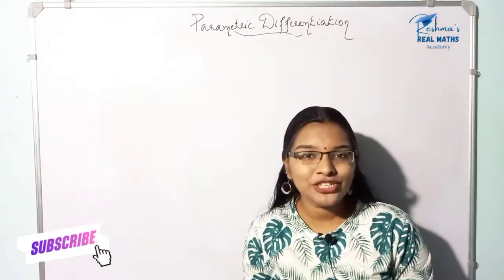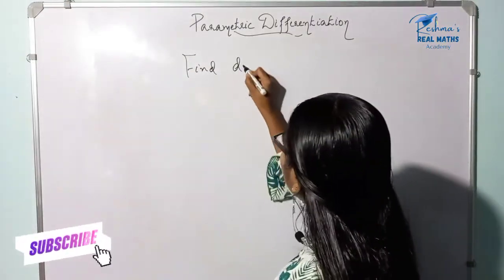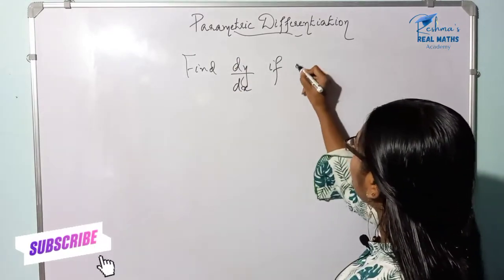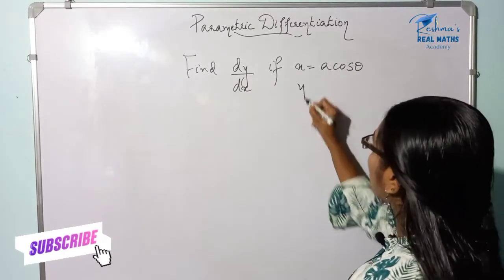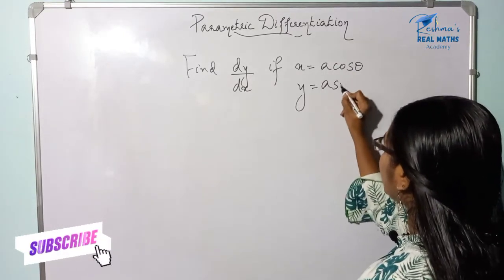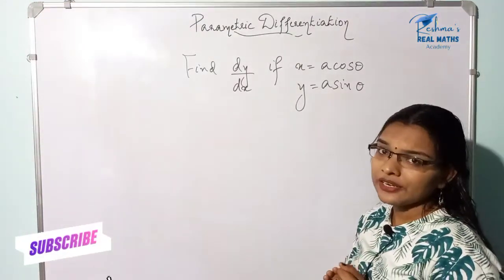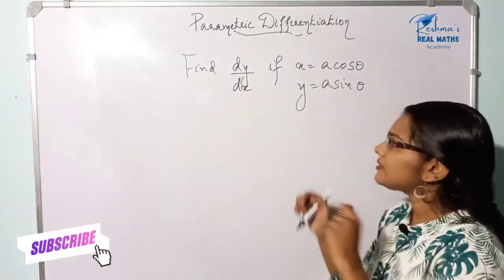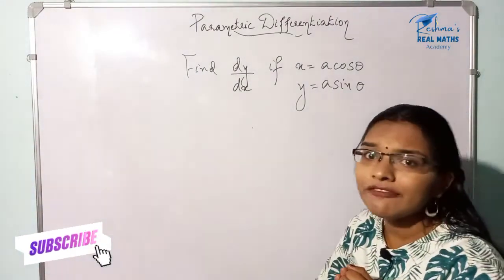Okay, so let us do a question. Find dy by dx if x equal to a cos theta, y equal to a sin theta. Just look at the question. Here we are asked to find dy by dx. But can we find it directly? No, we have to apply parametric differentiation, isn't it?